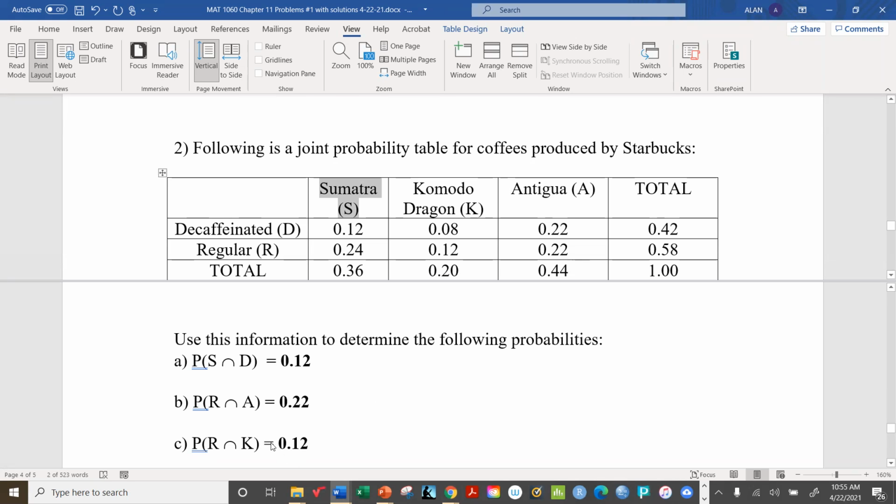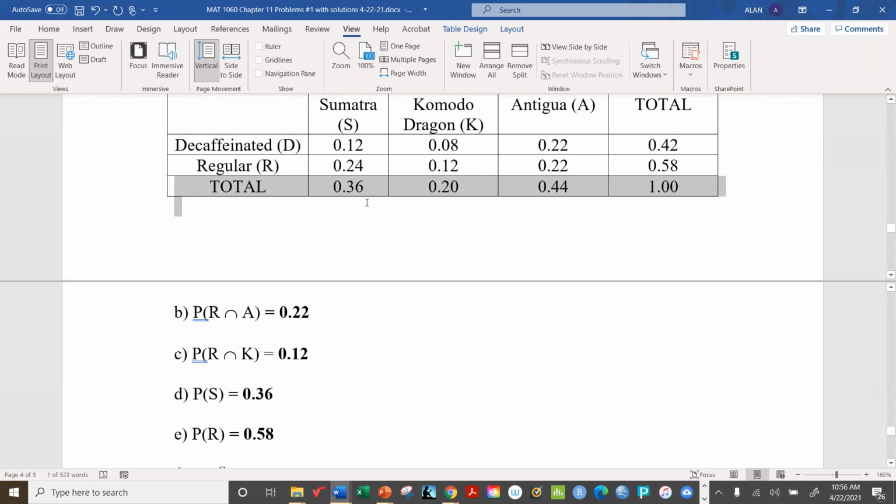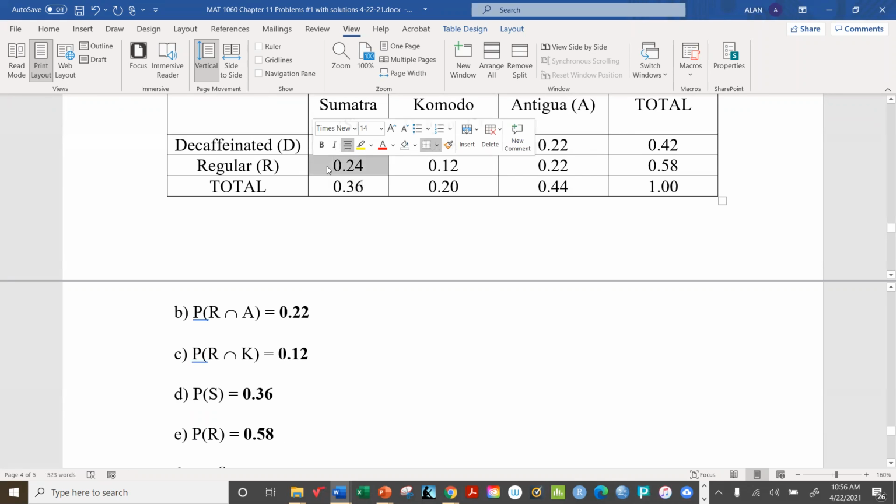Anyway, R and K means regular Komodo dragon, which of course is right here. See how easy this is? Now, for the rest of these, it's not quite as easy, but all the information we need is obviously on this table. Like S, just plain S, what does that mean? That means Sumatra, whether it's decaf or regular, that number is 0.36, okay? Because all the Sumatras add up to 36% of the total. And then I can do the same thing for regular. I just add up all the regulars across this row, and my total is 0.58.